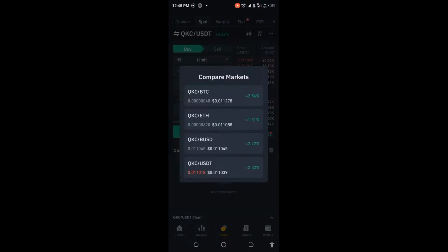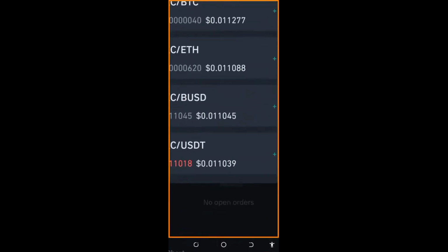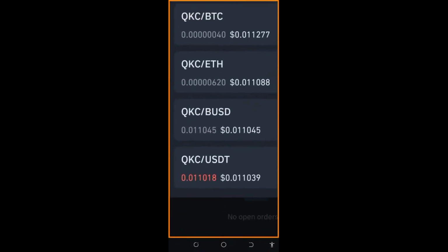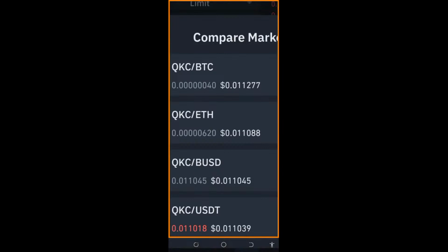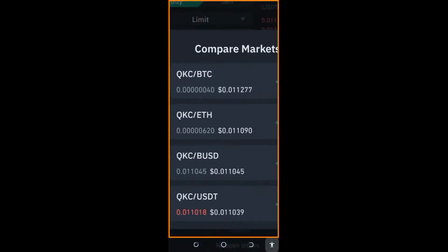Today, we're going to be having another episode of Triangular Arbitrage. All right, so today we're going to be having QKC BTC, QKC USDT, and then of course we're going to see whether this is going to work. So now let's take a good look at what we have here. This is the compare market. Okay, so USDT is 0110, BTC is 0112. So there's a difference.